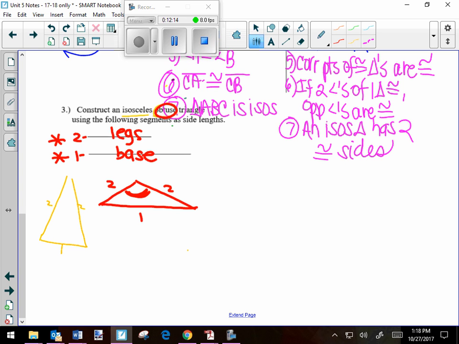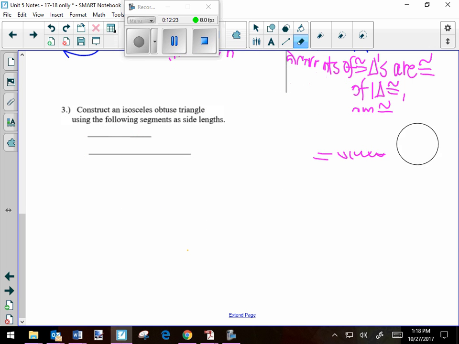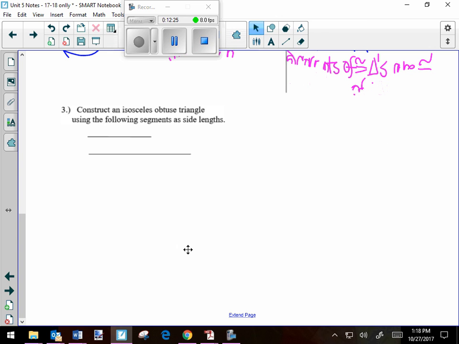So the first thing that I'm going to do with my construction is I am going to have to go in, pick up my compass and my ruler. That may take me a minute, so give me a second here.